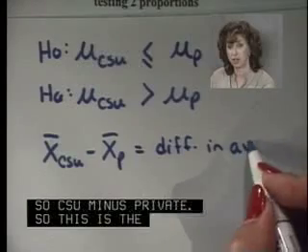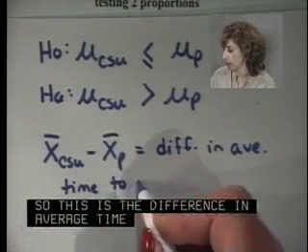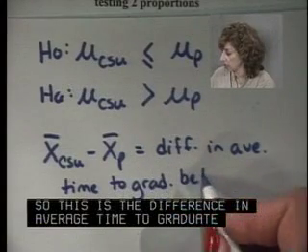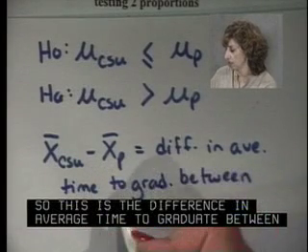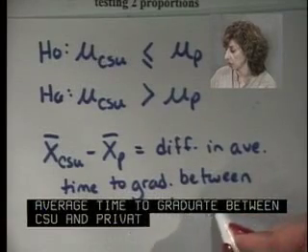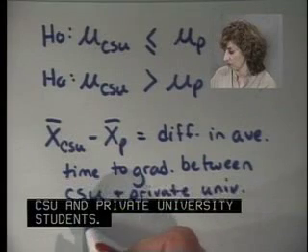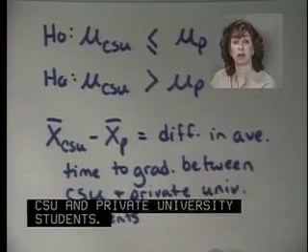So this is the difference in average time to graduate between CSU and private university students. That's what our random variable is.